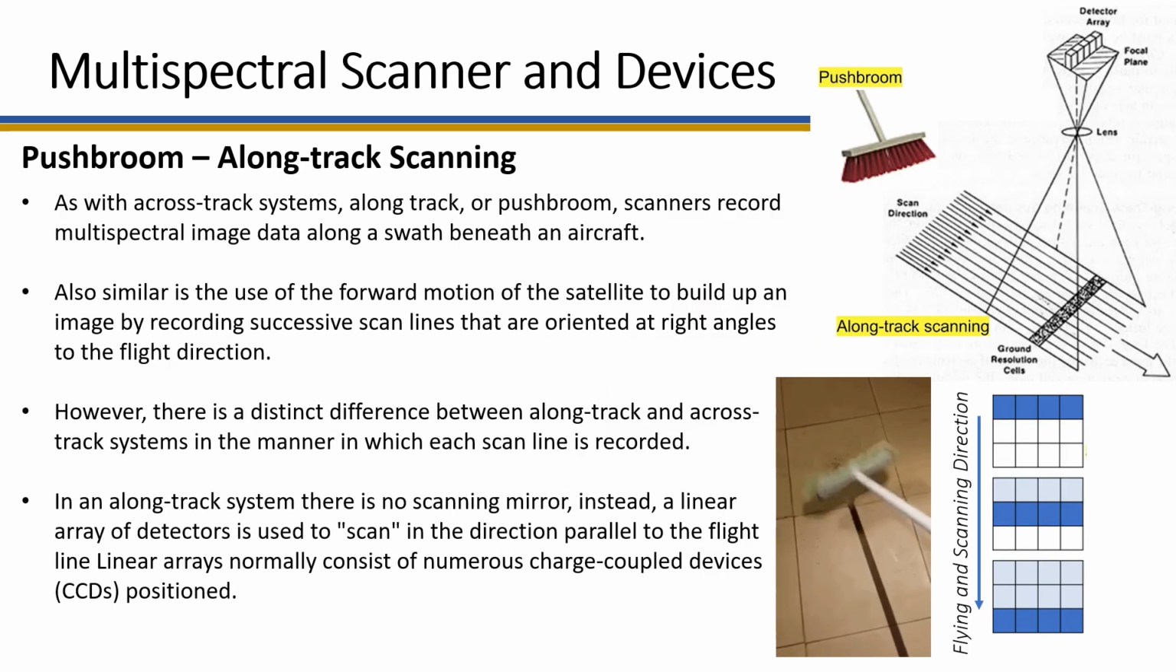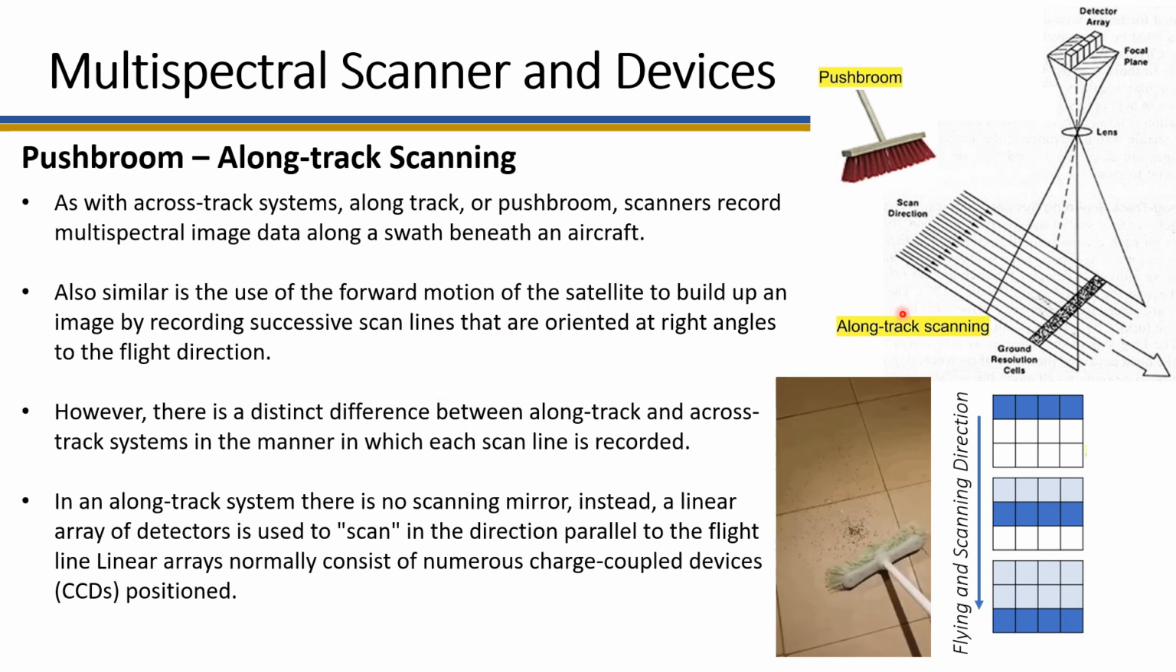To push broom or along-track scanning. So in this system, a linear array of detectors captures an entire line of data simultaneously as the satellite moves forward, and is similar to a push broom sweeping across a floor like this one. The difference with the whisk broom, which goes from one pixel to one pixel, is that this one is along-track scanning in one direction. So this method eliminates the need for moving parts.